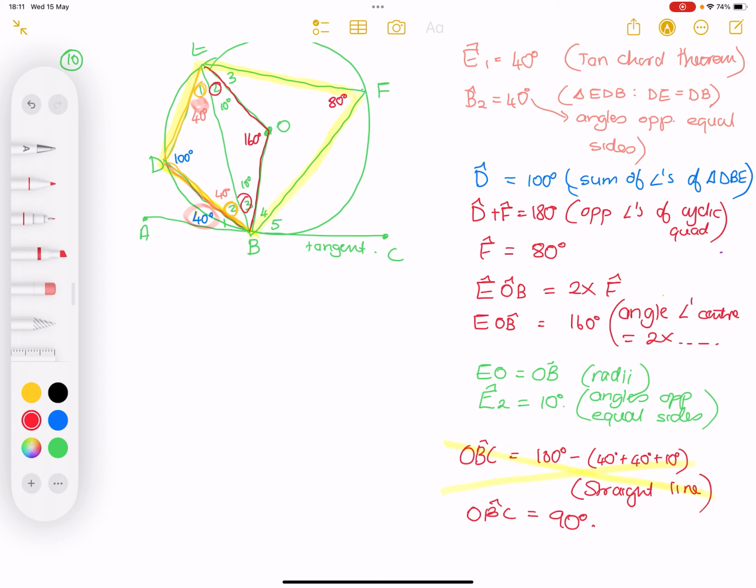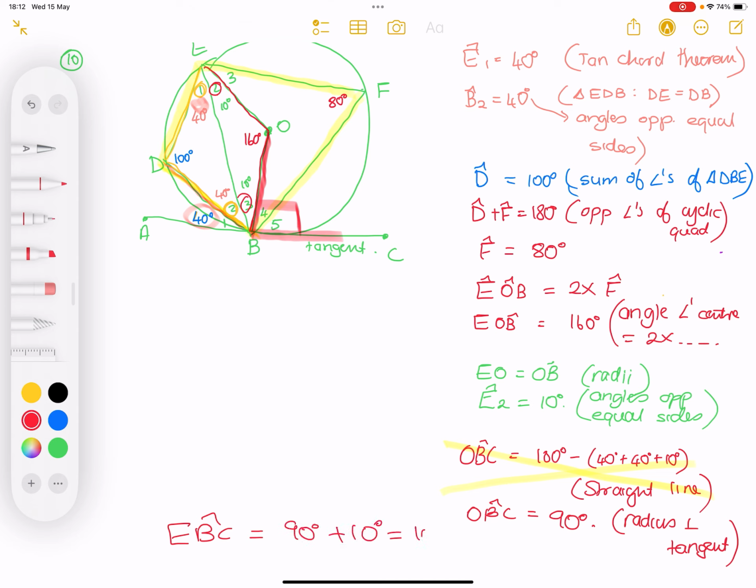So this is 90 degrees, no? Because the radius is perpendicular to the tangent. I forgot a lot. And then EBC. Angle EBC. So that's 90 plus 10, right? Angle EBC is then 90 plus 10, and that is 100.